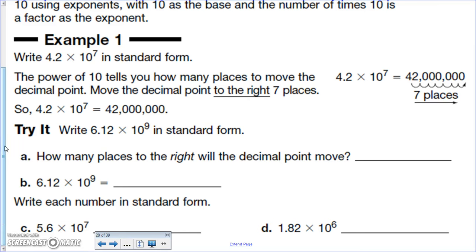Try it. Write 6 and 12/100 times 10 to the 9th in standard form. How many places to the right will the decimal move? To figure that out, we look at the exponent, which is a 9. So we're going to be moving our decimal 9 places. So now we're going to write the 6 and 12/100 off to the right there so we have space to actually move the decimal 9 places.